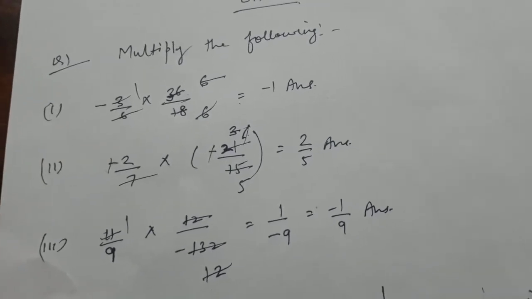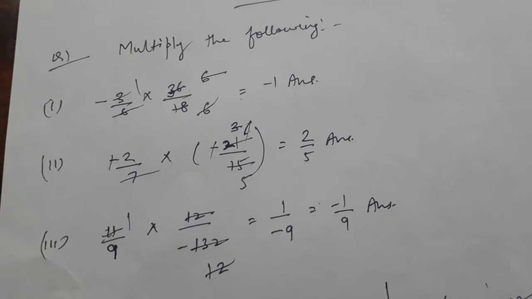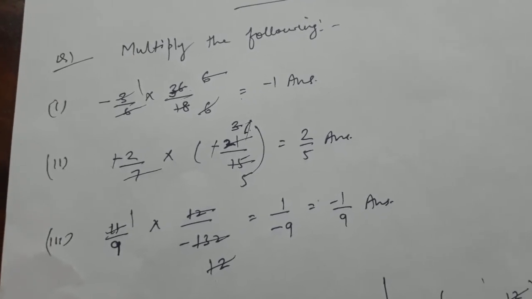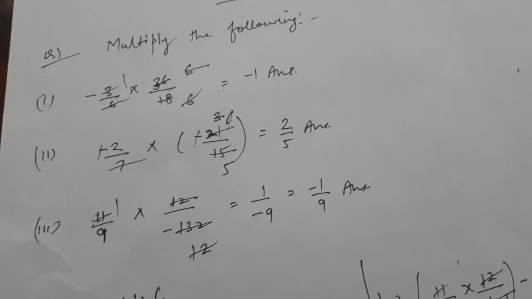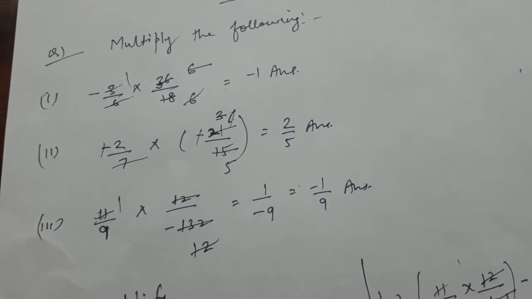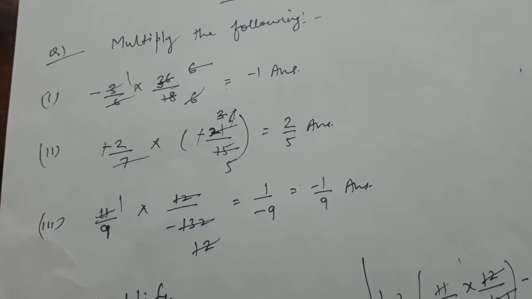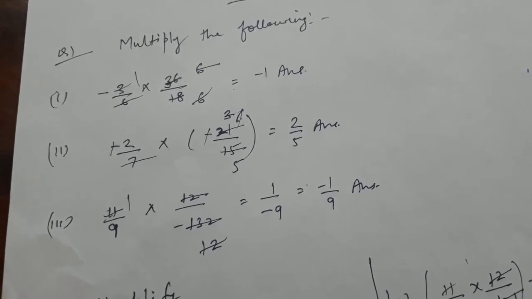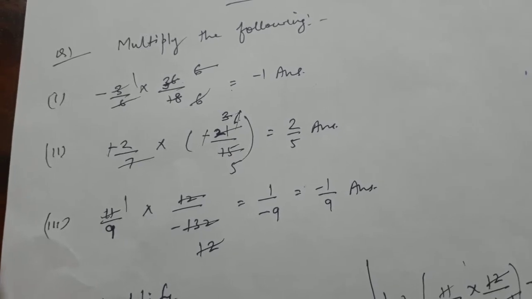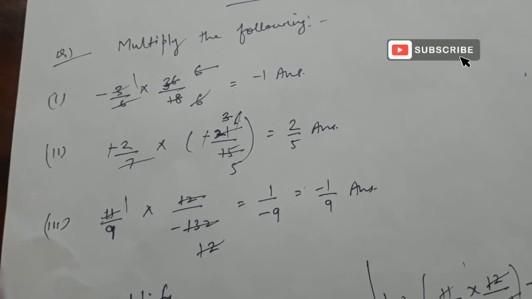In question number 1, we have to multiply the different rational numbers. As in part 1, minus 3 by 6 is getting multiplied with 36 by 18. 3 would get cancelled with 18, that is 6, and 6 would get cancelled with 36, that is 6 again. 6 and 6 would get cancelled, that is, minus 1 is the answer.